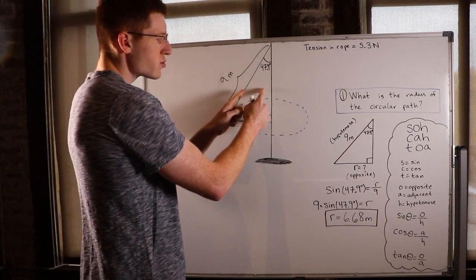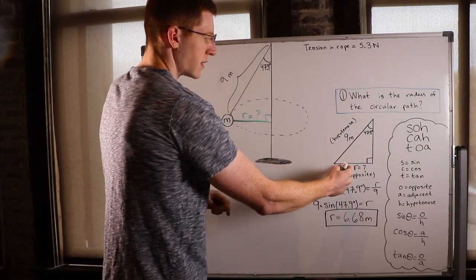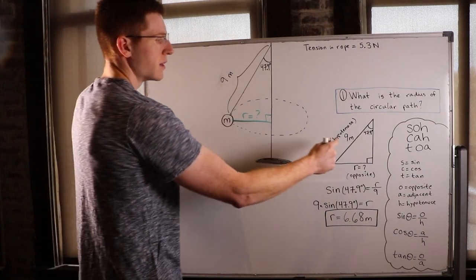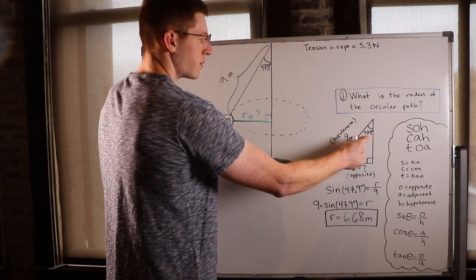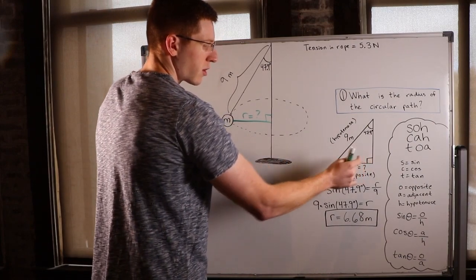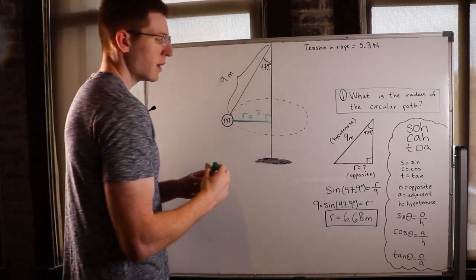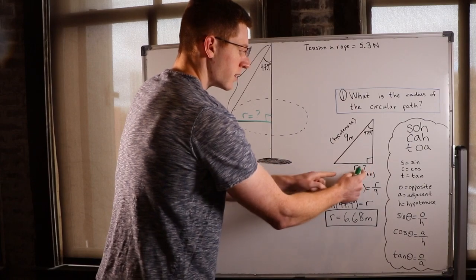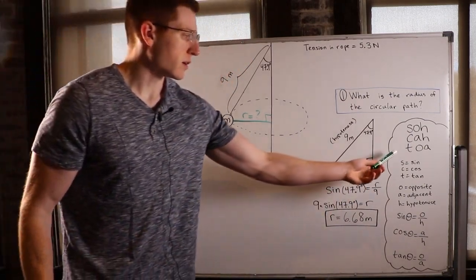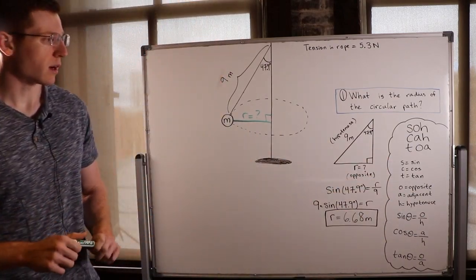So I redrew this right triangle right here, and you can see the hypotenuse, or the diagonal, is the 9 meter long rope. This angle up here is known, it's 47.9 degrees. And we know it's a right triangle, so I went ahead and wrote in the right triangle symbol there, that little square. And we want to know this side, right? The radius. And I just wrote in this bubble over here some reminders from basic trigonometry.